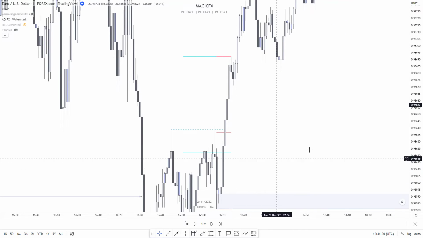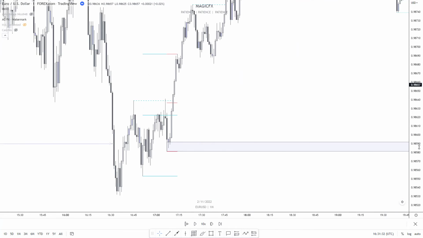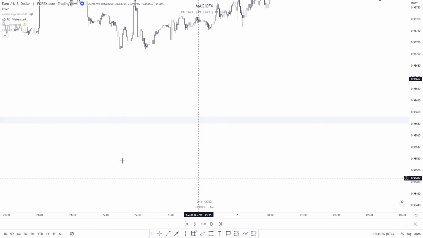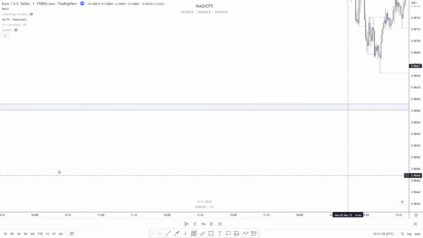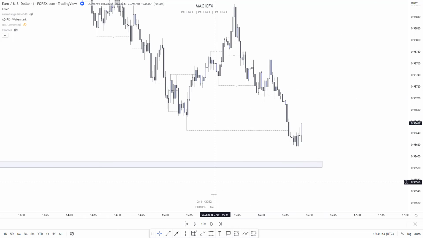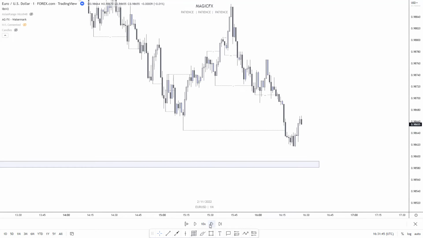What did I say about imbalance earlier? I said that it is no good for me. I don't take trades from imbalance. So I wait. And if it goes without me, it goes without me. That's fine. I'll look for a different setup further down the line.